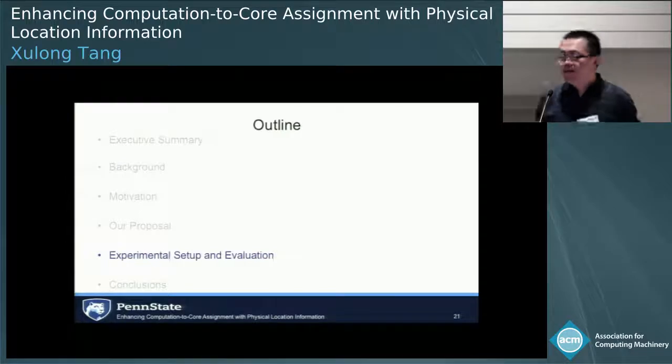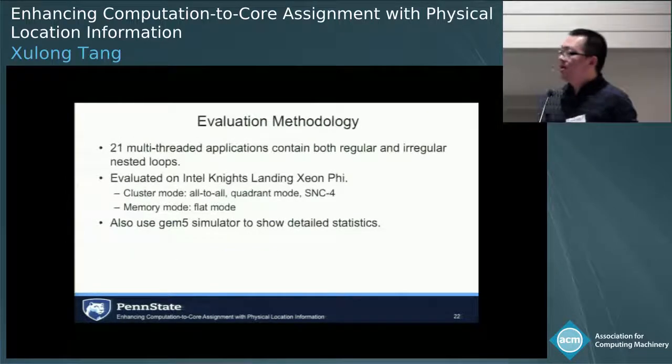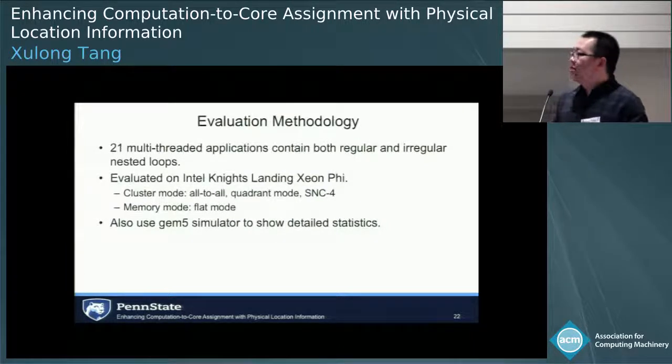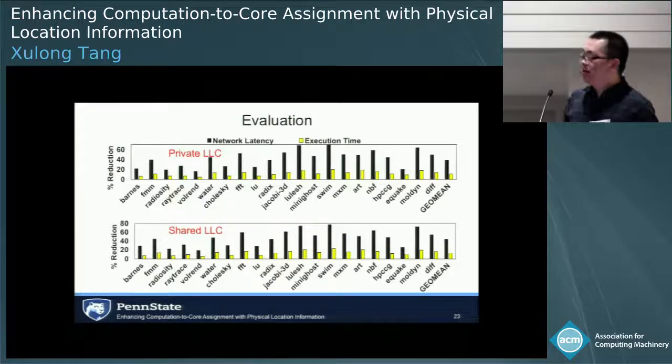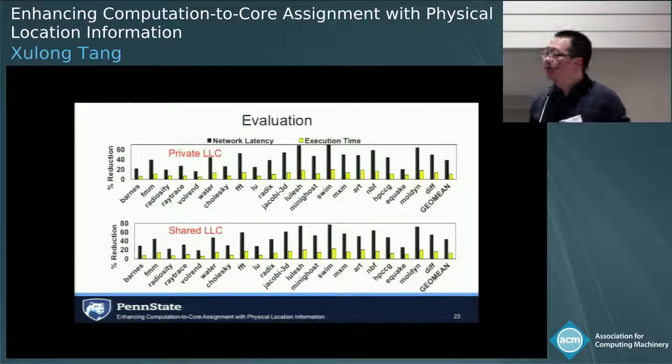So we come to the experiment setup and evaluation. In the paper, we evaluated 21 multi-threaded applications containing both regular and irregular nested loops. We evaluate both on real hardware, which is the Intel Knights Landing Xeon Phi coprocessor with different cluster modes and flat memory mode. We also use a simulator called gem5 to provide detailed statistics and also scalability and sensitivity analysis. Here I just show the results from the simulator.